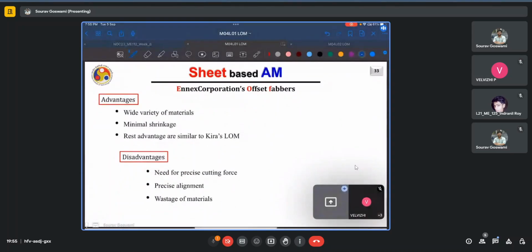Again, just like Kira's process, a wide variety of materials may be used, and there is minimal shrinkage as there is no sintering step. Other advantages are similar to Kira's laminated object manufacturing or paper lamination technology. The cutting forces, however, have to be very precise to avoid cutting through the carrier plate. The alignment needs to be very precise because we are going with a form and then bond approach, and a lot of material is wasted.